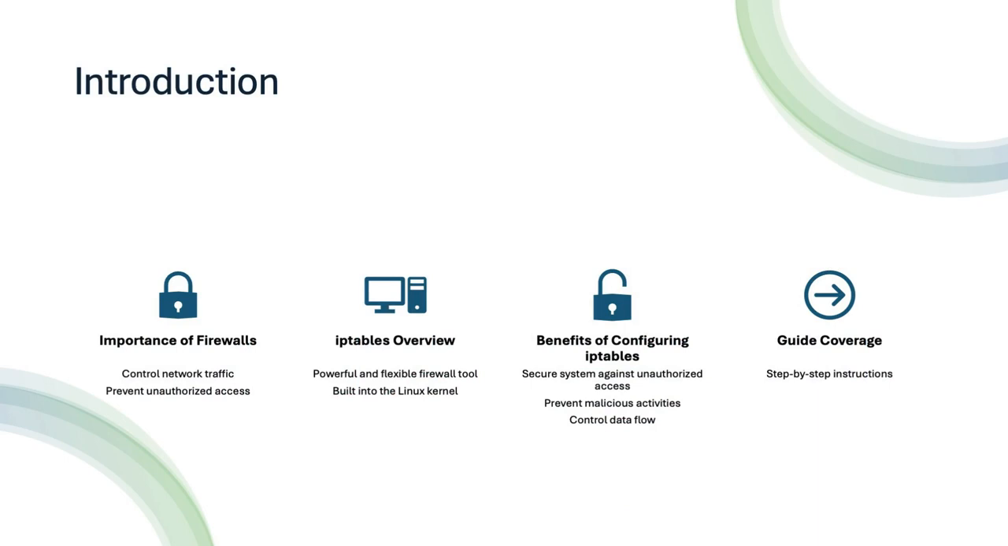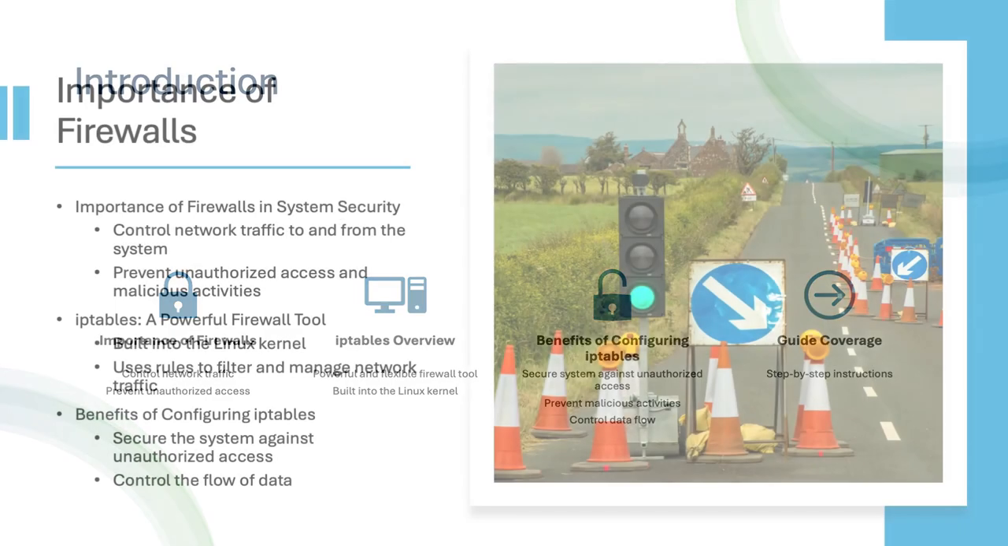Firewalls are crucial for network security. iptables is a robust Linux firewall tool that helps manage and filter traffic. Configuring iptables can secure your system, prevent malicious activities, and control data flow. This guide covers step-by-step instructions, basic commands, common rules, and best practices.